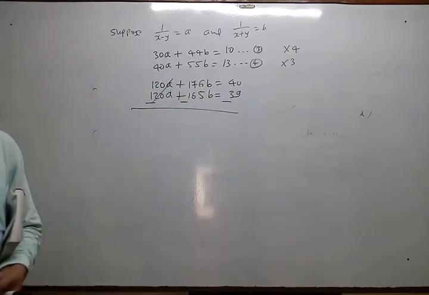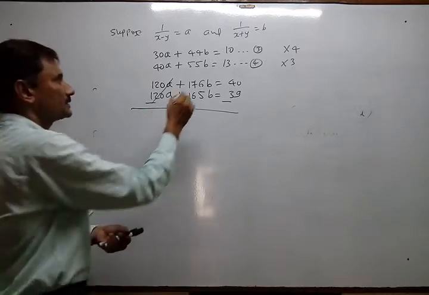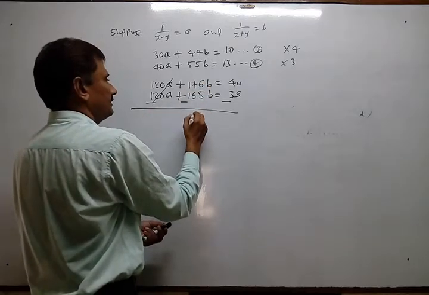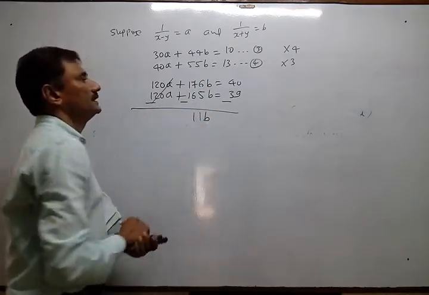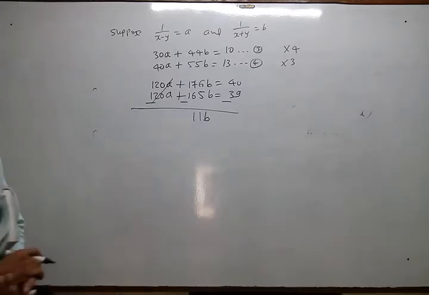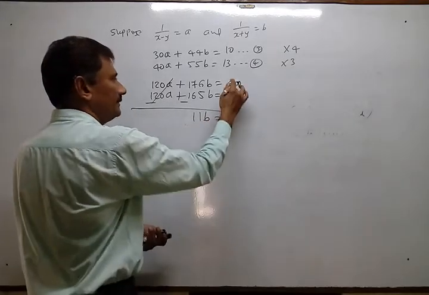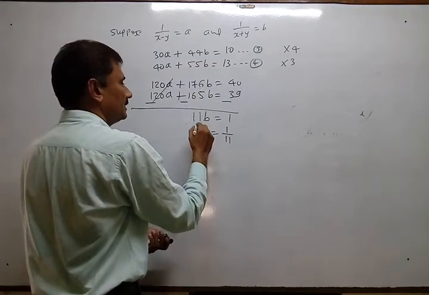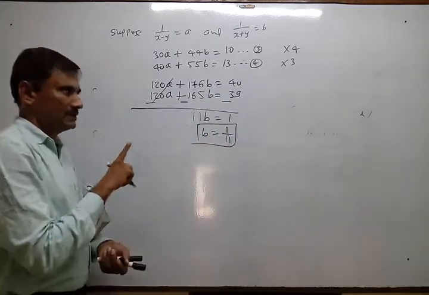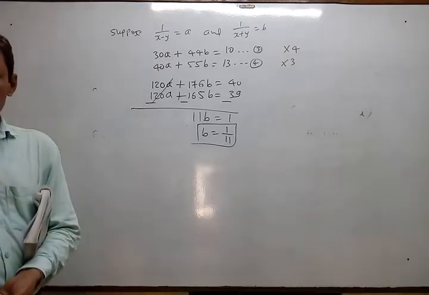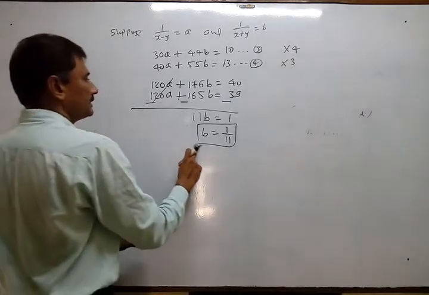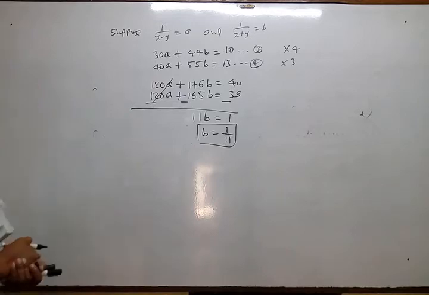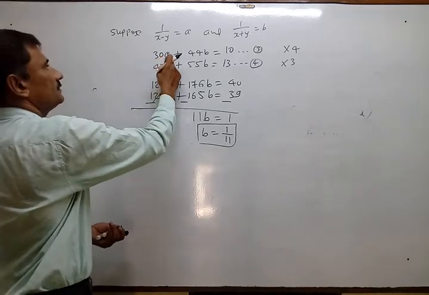176 minus 165. So it is 6 minus 5, 1; 7 minus 6, 1. So it is 11b equal to 40 minus 31, 1. b equal to 1 by 11. One variable we got, but it is not the answer. Okay. Now either use the first or second. I am using the first one.